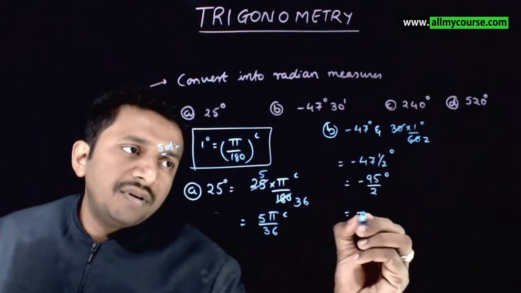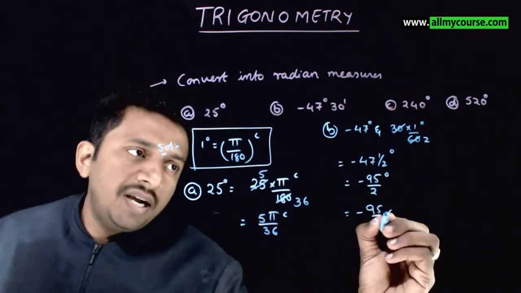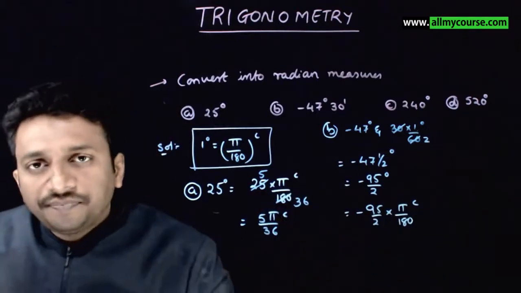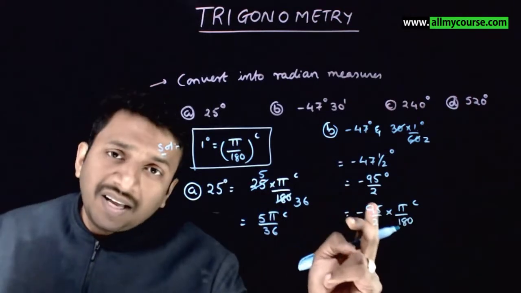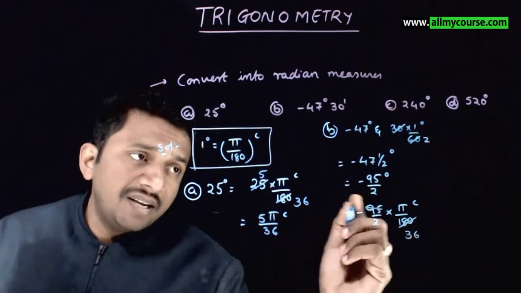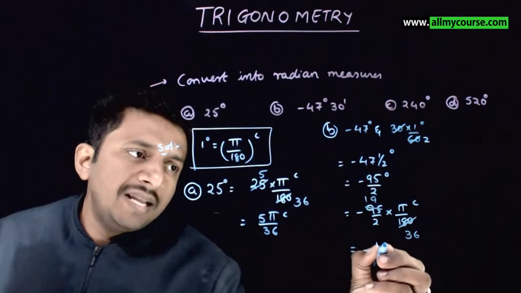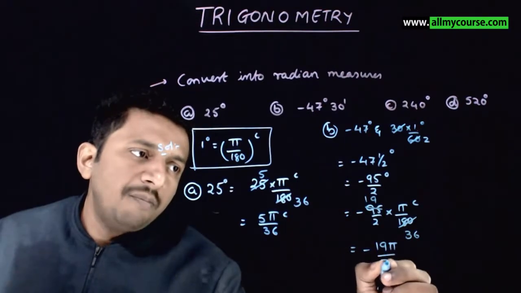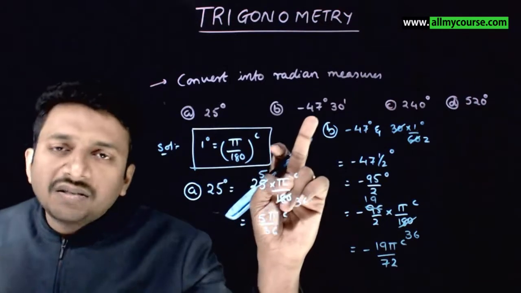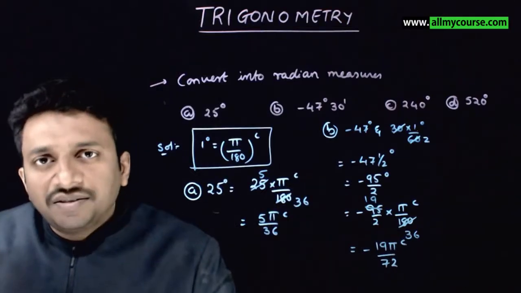Now let us convert this into radians. 1 degree is nothing but pi by 180 radians. So into pi by 180 radians. If you want to cancel this, you can cancel: 5 36s are 180, 5 times 19 is 95. That is equal to minus 19 pi by 72 radians. So minus 47 degrees 30 minutes is minus 19 pi by 72 radians.